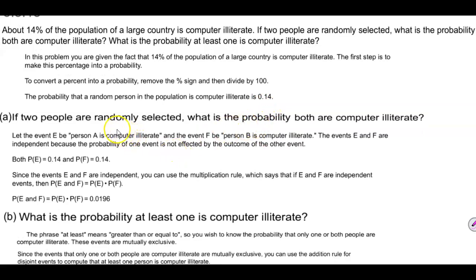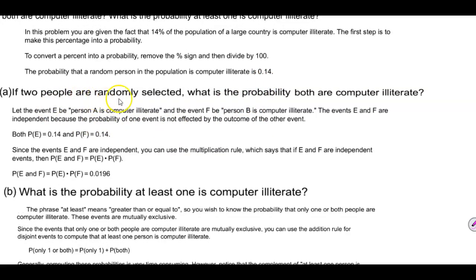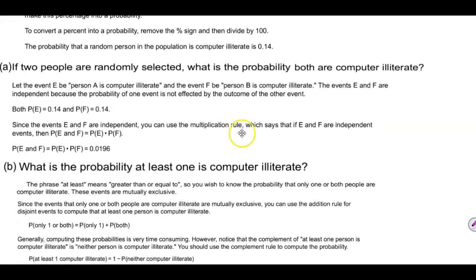Now, the first question states that if two people are randomly selected, what is the probability that both are computer illiterate? So we're going to let event E be person A is computer illiterate, and then we're going to let event F be person B is computer illiterate. The events E and F are independent because the probability of one event is not affected by the outcome of the other event. So both the probability of event E is equal to 0.14 and the probability of event F is equal to 0.14.